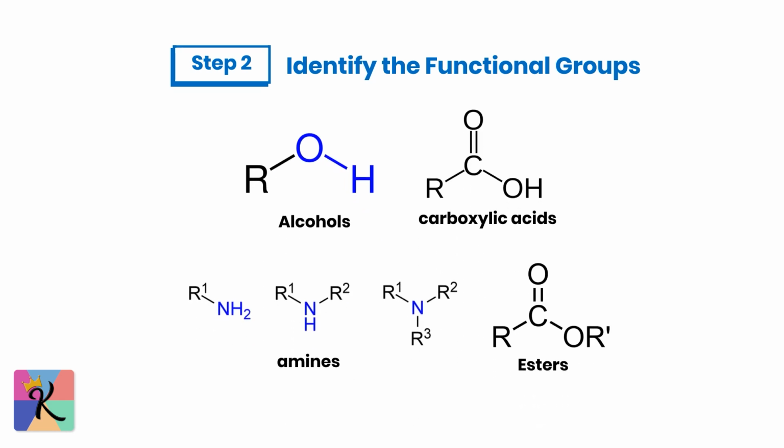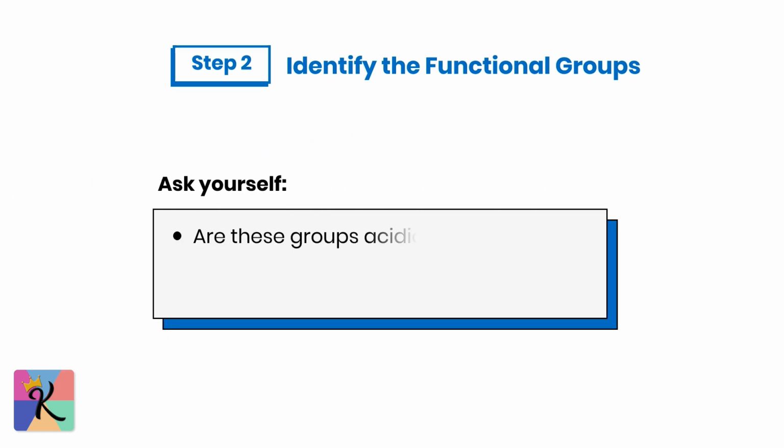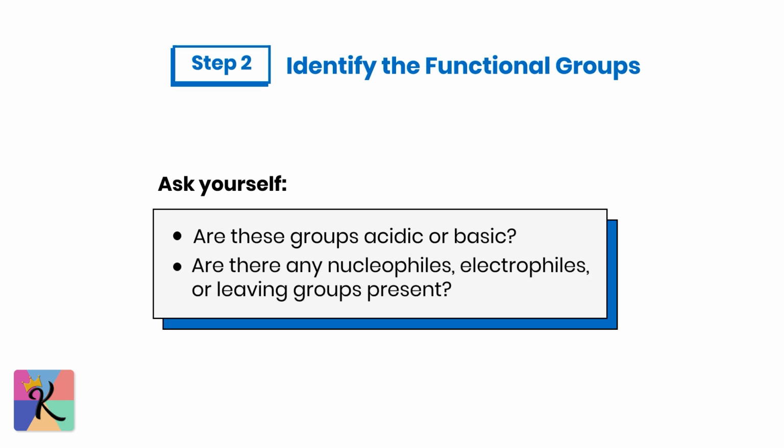Alright, now it's time to identify the functional groups in the molecules. Are we dealing with alcohols, carboxylic acids, amines, or maybe esters? This is critical because functional groups determine how a molecule will behave during a reaction. Ask yourself, are these groups acidic or basic? Are there any nucleophiles, electrophiles, or leaving groups present? Recognizing functional groups will help you anticipate what types of reactions are possible.